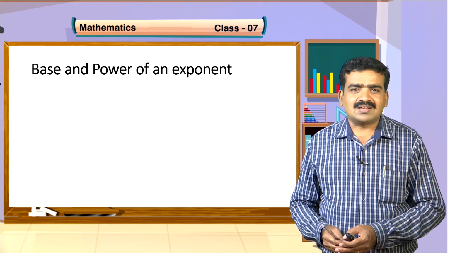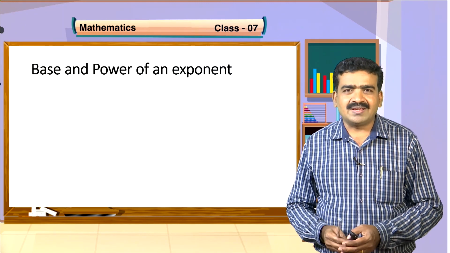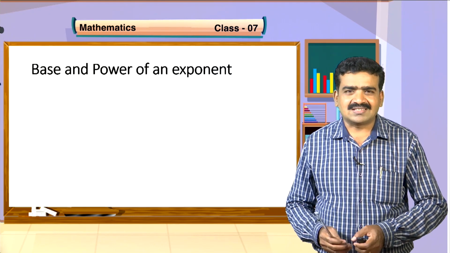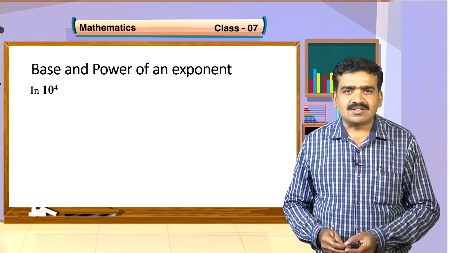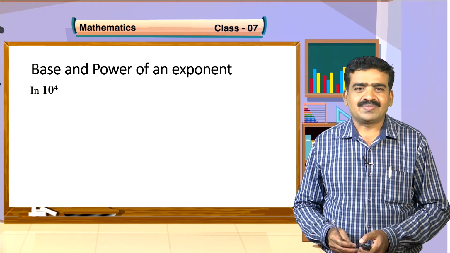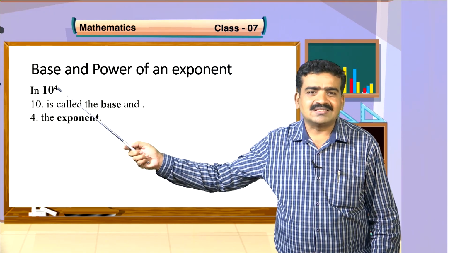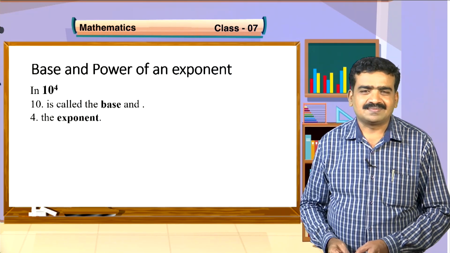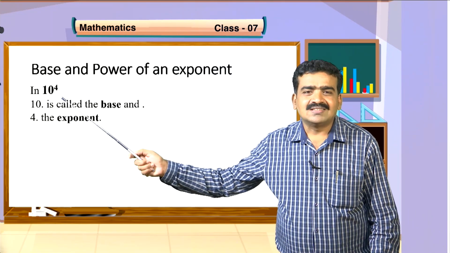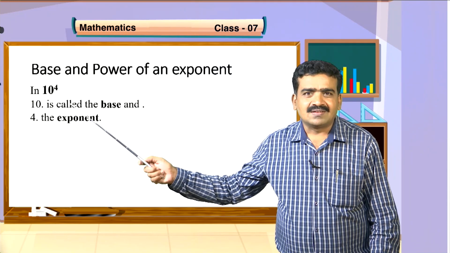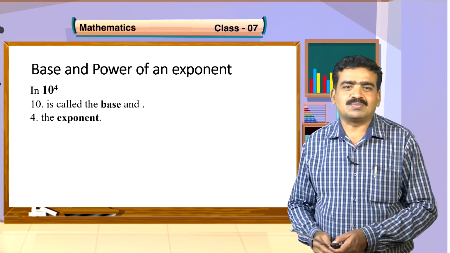Now, let us understand about base and power of an exponent. If there is an exponent, there will be a base and there will be a power. Let us understand the meaning of base and power in an exponent. In case of 10 to the power of 4, which we have discussed already, here the number 10 is called the base and this 4 is called the exponent. What is 10 in this case called? 10 is called base and 4 is called exponent. In the exponent 10 to the power of 4, 10 is the base and 4 is the exponent.